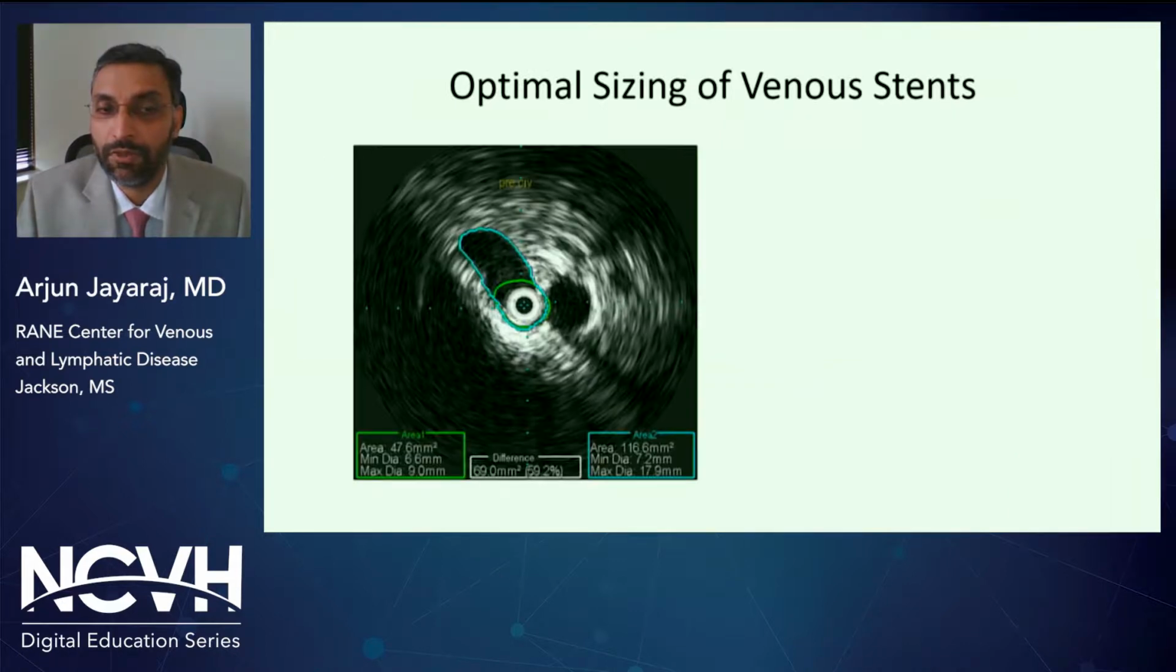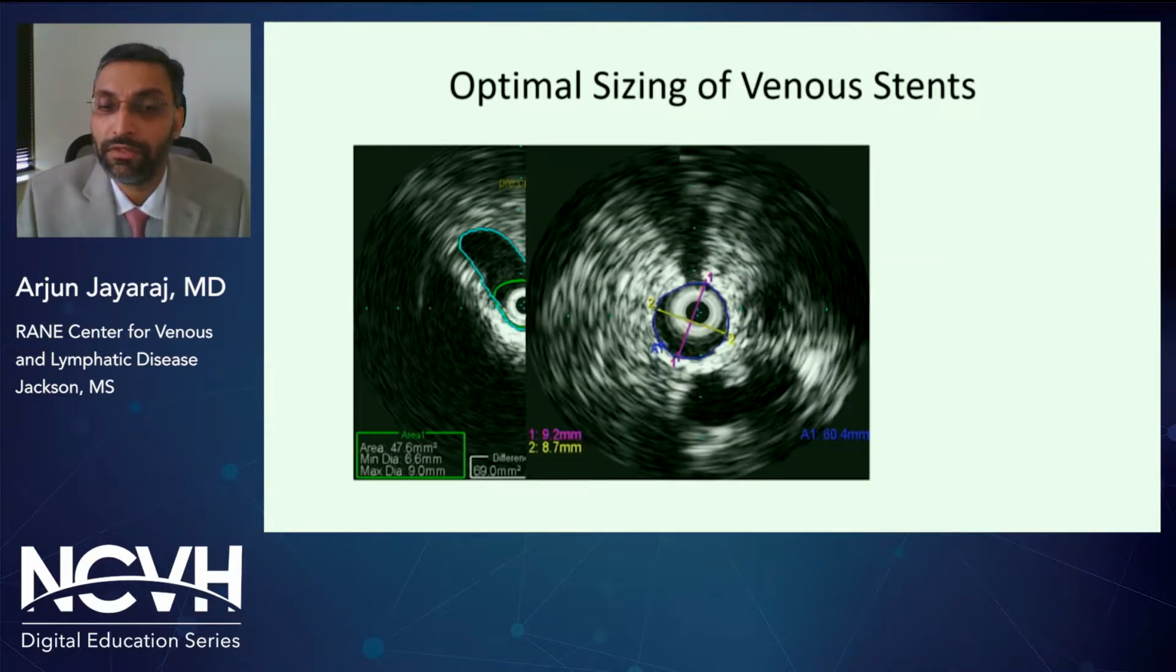Now here is an example of planimetric evaluation of the common iliac vein. The luminal area has been marked out, and you'll notice it is pretty straightforward. It gives us an area of 116 millimeters squared. And for the common iliac vein, the ideal luminal area should be 200 millimeters squared. So there is clearly significant stenosis in the common iliac vein. And this is the luminal area.